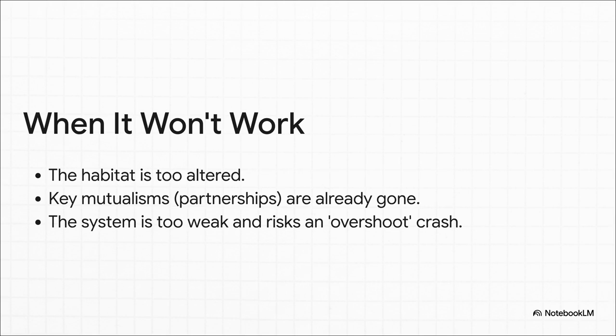But, and this is a big but, CRET also tells us when this won't work. If the habitat itself has been changed too much, or if other critical species are already gone, maybe a key pollinator has vanished, then just adding a predator isn't going to be enough. The system is either too weak or just too different to respond properly, and you might even risk pushing it into a whole new kind of crash.